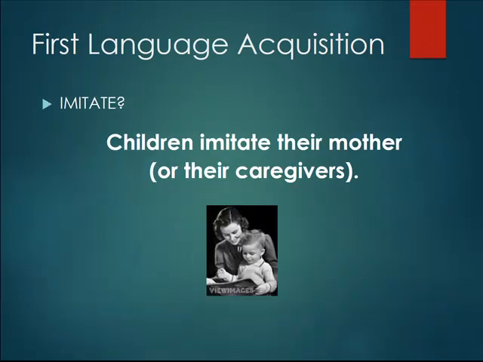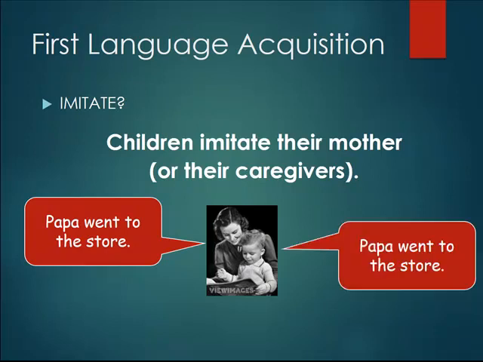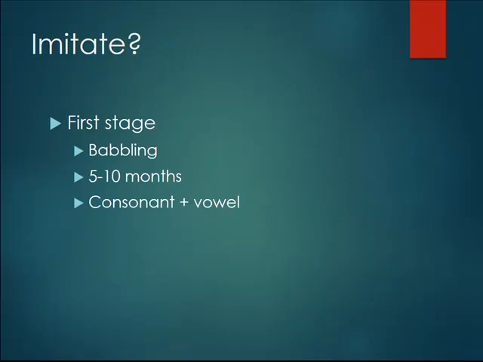So for example, we would have a mother or caregiver reading a book or saying something like, "Papa went to the store," and the child would repeat, "Papa went to the store," and in that context understand the meaning of those words and simply repeat it in order to learn. Well, let's break that down a little bit. Let's see what actually happens in first language acquisition.